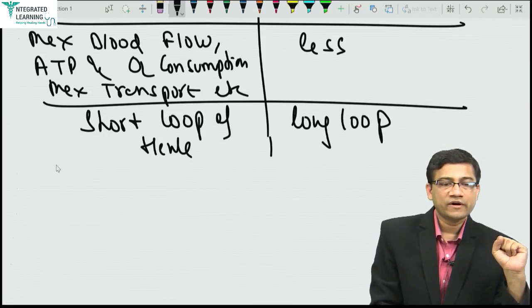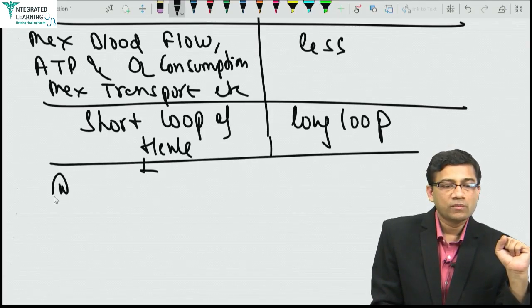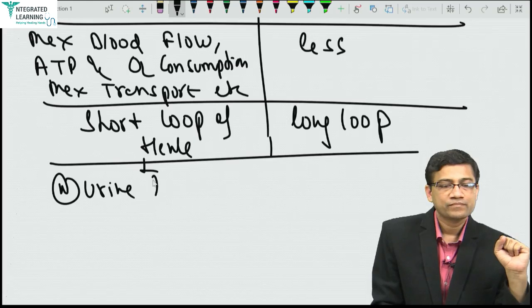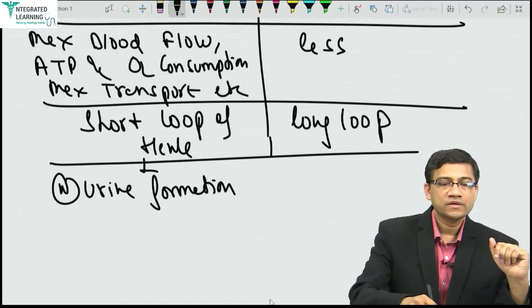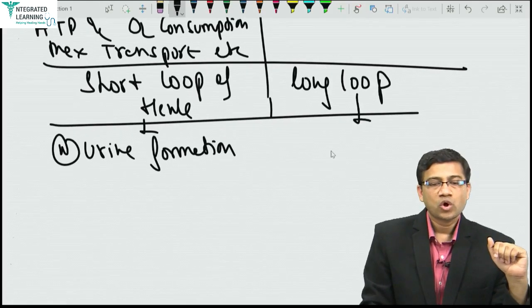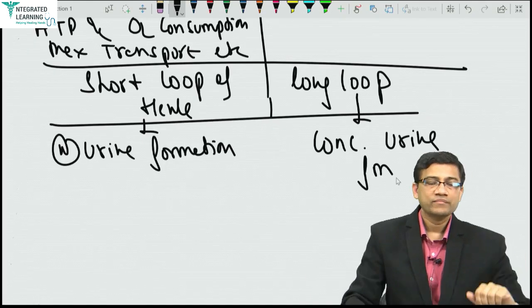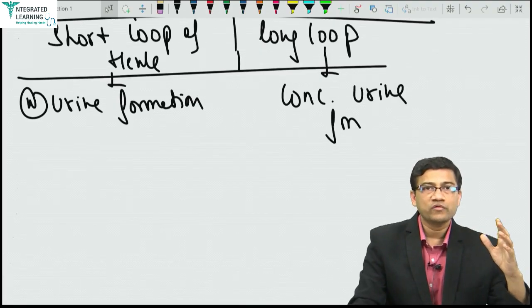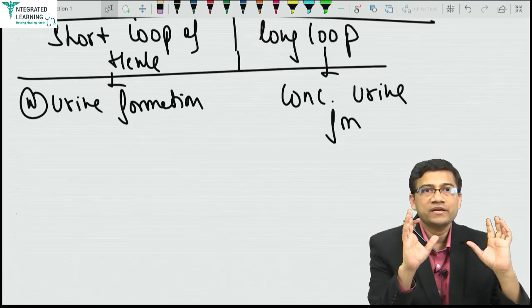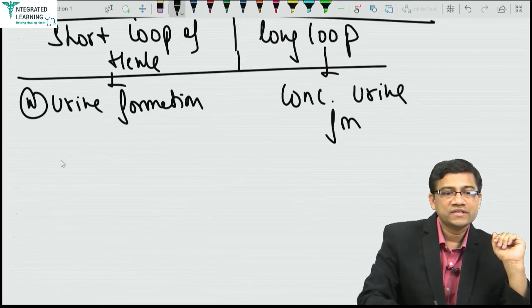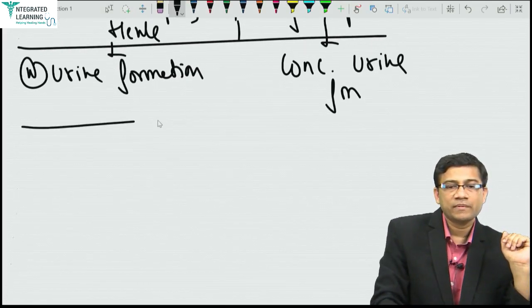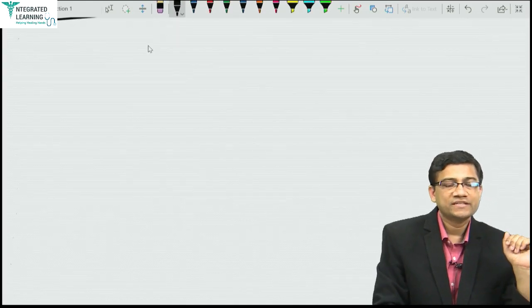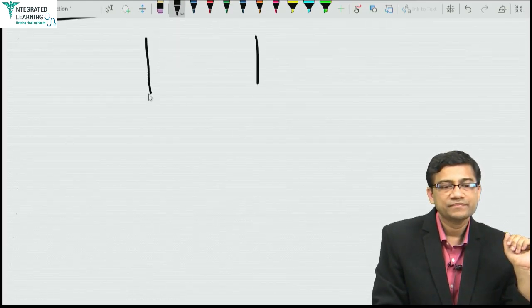So that's why cortical nephrons do normal urine formation, and these ones do concentrated urine formation. So for normal urine, which ones are there? Cortical. And for concentrated, what do we have? We have the juxtamedullary nephrons. Okay, now we'll see the function. So make this diagram and see with me. Let's say this is the PCT.